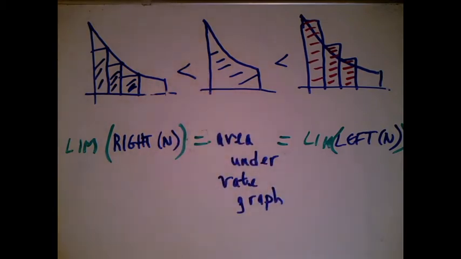Now, I don't know if you realize this or not, but what we just did is we defined the area under the rate graph. It's really hard to define it without it. But anyways, we have this lovely picture that says the limit of the right sum was equal to the exact area under the rate graph, which is equal to the exact limit of the left rectangles.